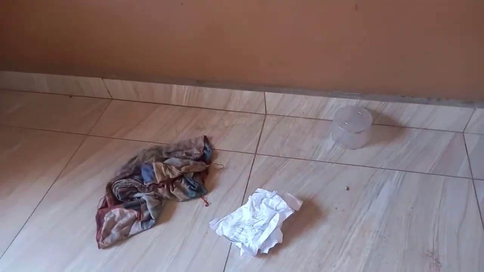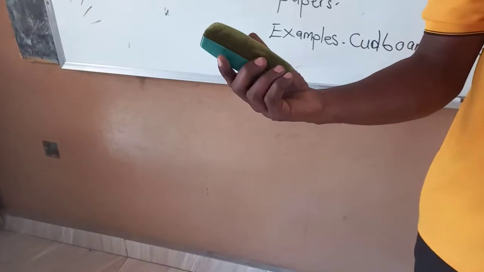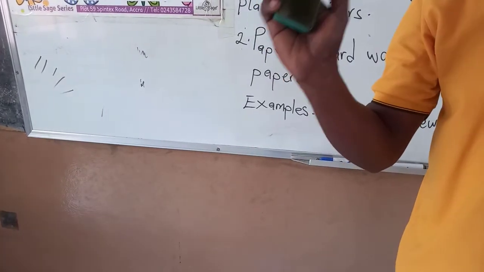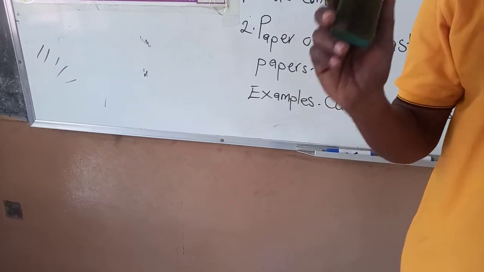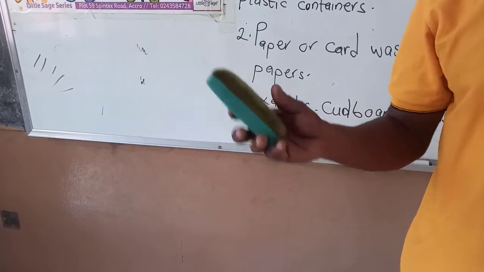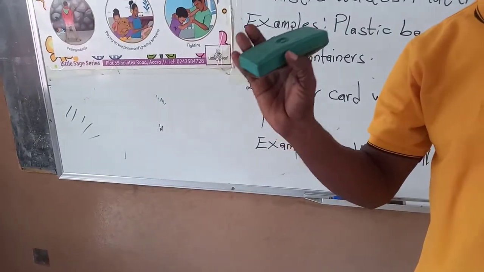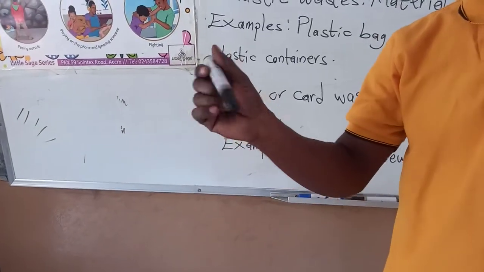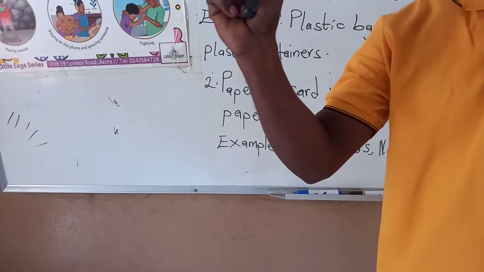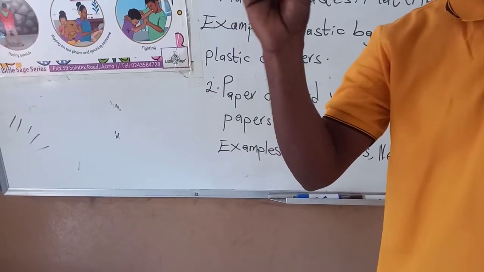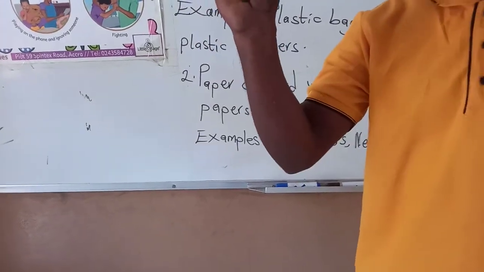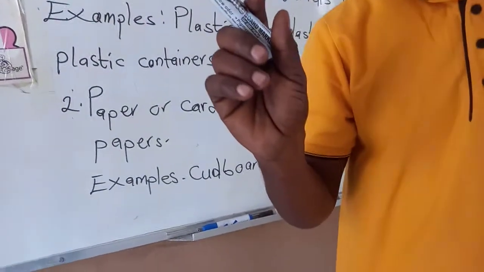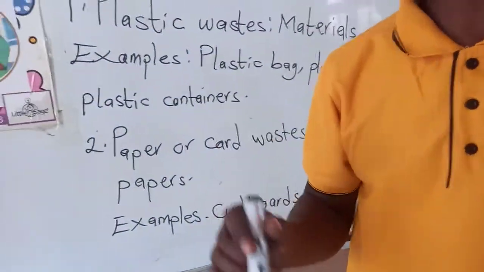Good. This is our duster too. You can see that our duster is very dirty. But since we are using it, it's not a waste. It's useful to us. But the moment we don't need it anymore, it becomes a waste. The same with this marker. When I'm using it and the ink is not coming anymore, I will not need it anymore. So the marker becomes a waste.